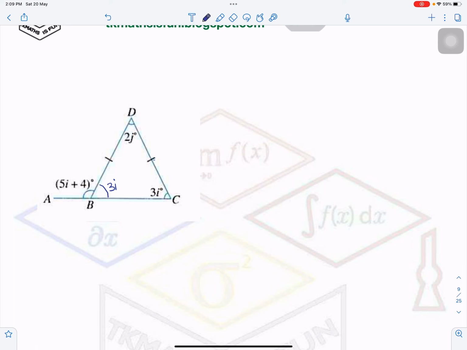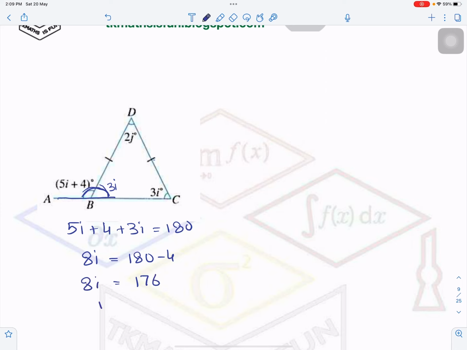By the way, this question can be done by 2-3 methods. So one is, this straight line is 180 degrees. So the sum of this will be equal to 180. So I can do 5i plus 4 plus 3i is equal to 180. And I can solve it. 5 plus 3 is 8i. 180 minus 4, which is 176. Right? So i is equal to 176 divided by 8. 176 divided by 8 is what? 22. So you got i is 22 degrees.